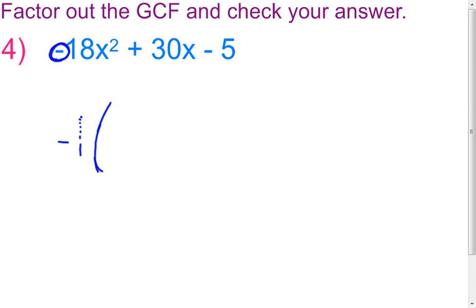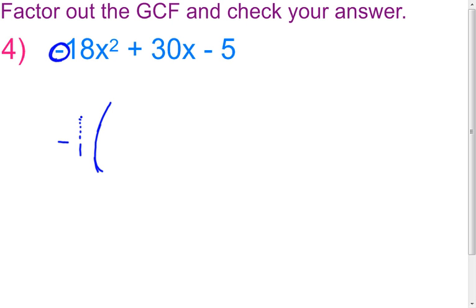Then I'm going to look at my variables. This term right here has x squared in it, so it has 2 x's. This one has 1 x. This one doesn't have any x's. So there's no x's that all 3 terms have in common. They don't all have at least so many x's. This last term doesn't have an x. So there's no x's that you can pull out, okay? That's why I put my parentheses there.